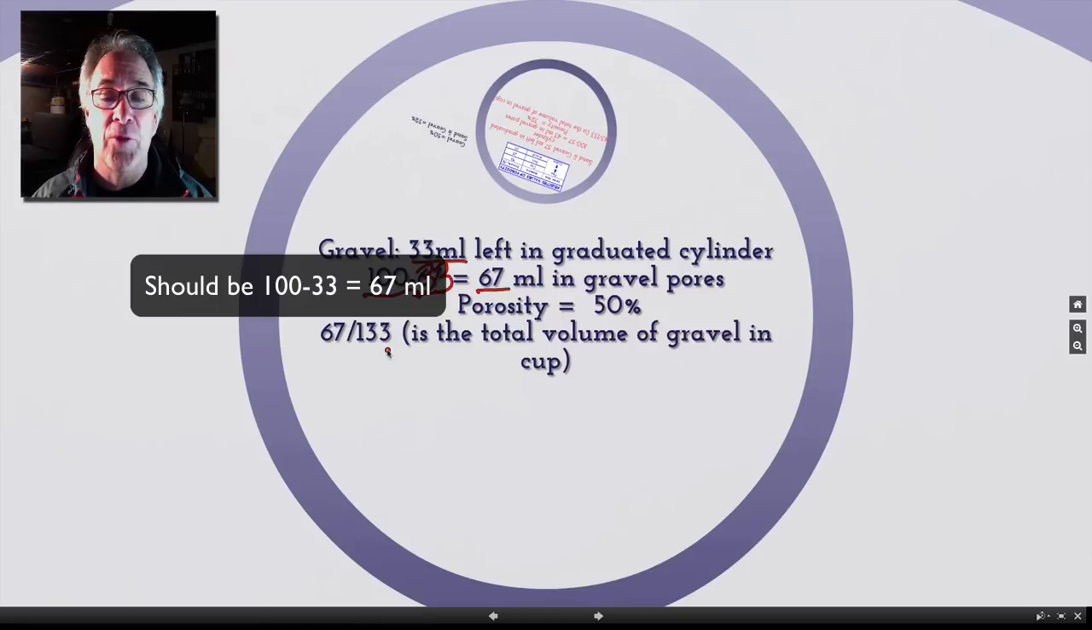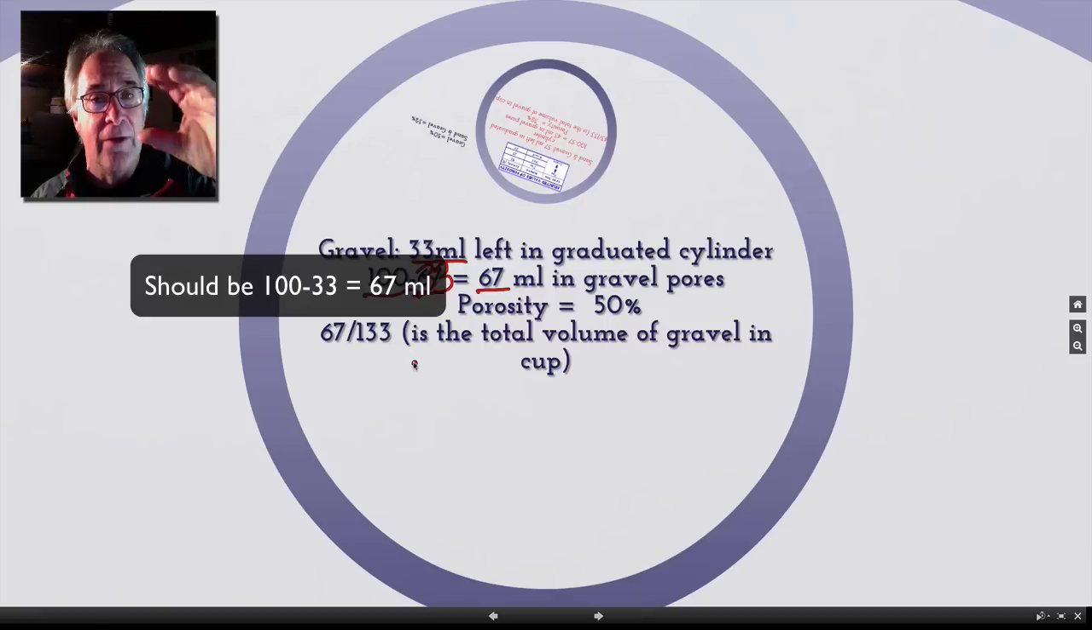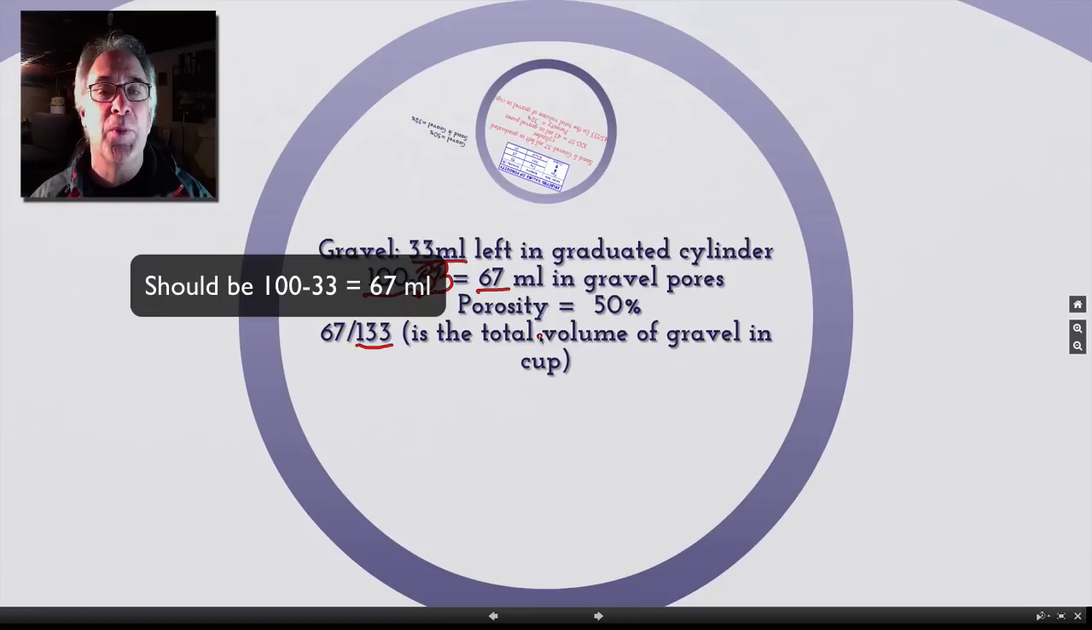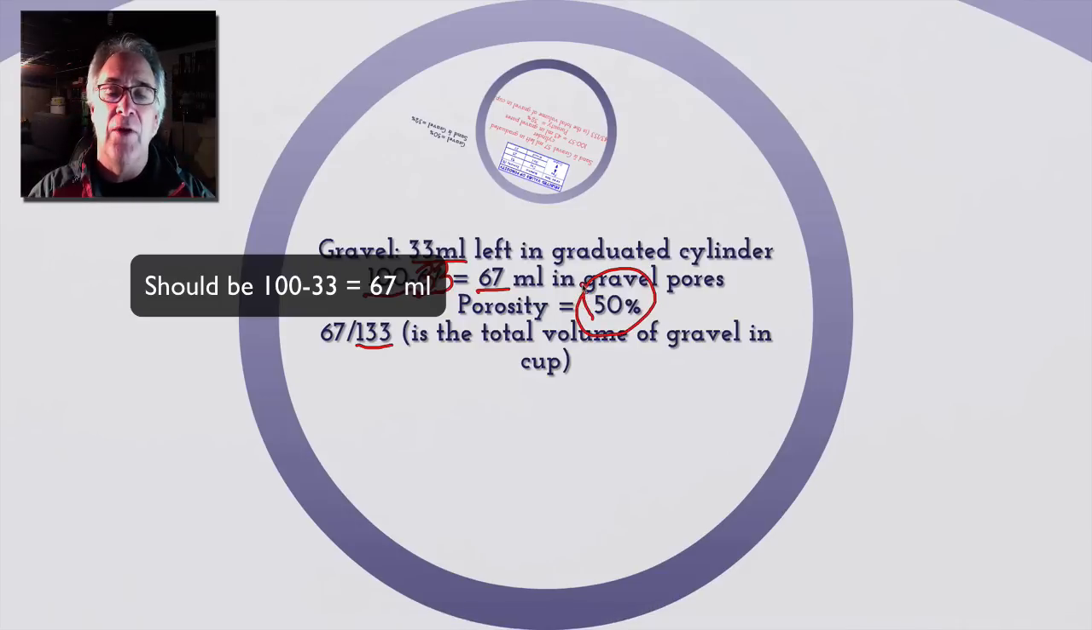which means if we take the 67 and divide it by 133, which is the total volume of the gravel in the 4.5 ounce cup, because that converts to mLs, that means 50% of our cup had pore space. So the porosity number would be 50%. So in terms of the amount of space that can hold water would be 50%.